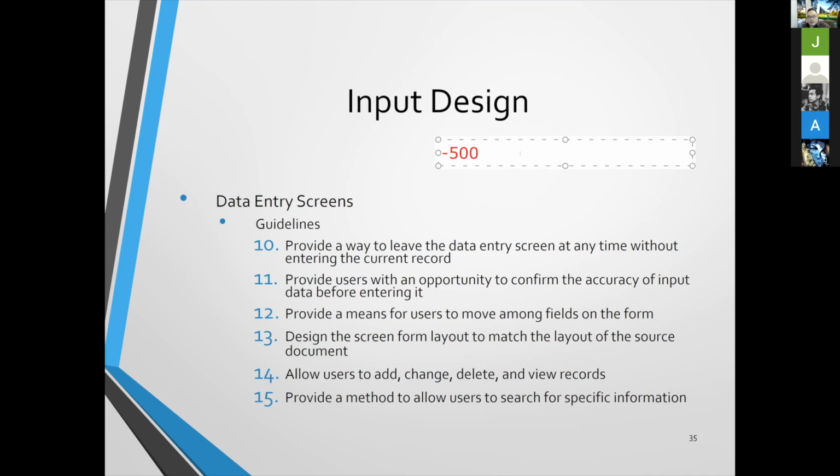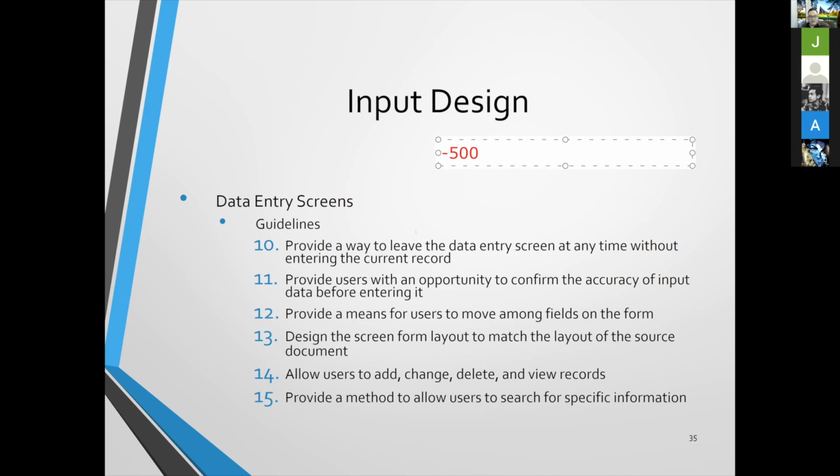Number 12, provide a means for users to move among fields on the form. Now we have to talk about your PC based form. That means when the users want to move among fields on the form, they can easily use the mouse pointer to click and go to the fields that they want to change or input. But if it is a mobile phone, that is easy. Users just tap on the field that they want to enter. Just that.